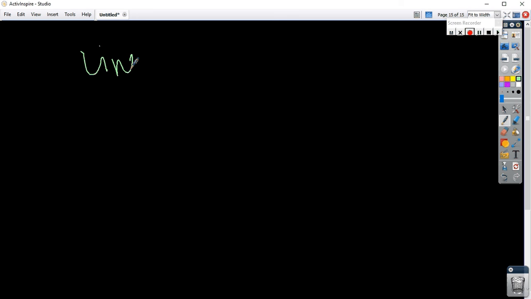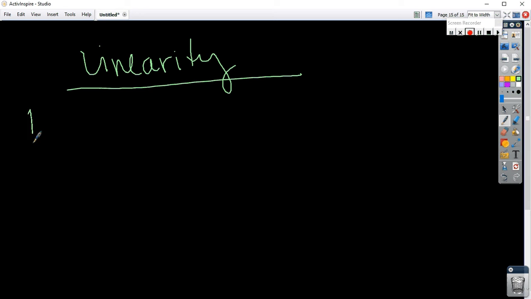First thing we're going to talk about is linearity. What's the key word in linearity? Linear. So we're talking about lines. What we need to be able to determine linearity is whether or not a function is a linear function. Well, you've done a lot with linear functions.